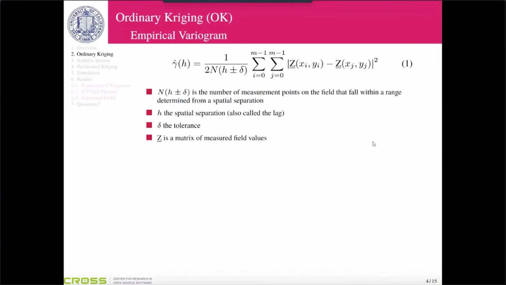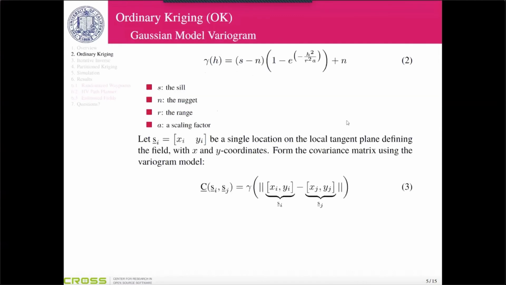Now, we'll use this and make a model for it. The reason we want to make a model for it is because equation one is also quite expensive to compute every single time you get a new point. So we compute that initially, and then we can fit a simpler model to it. So here's a Gaussian model for the variogram.